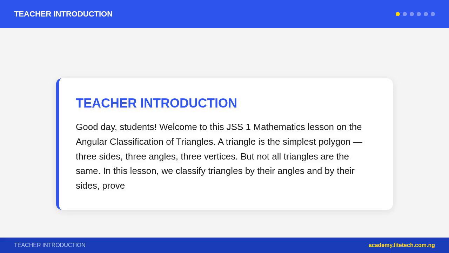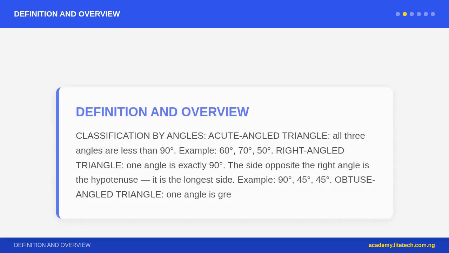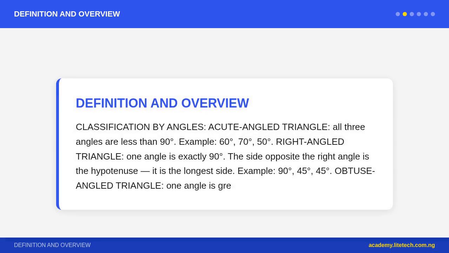Classification by sides. Equilateral triangle: all 3 sides equal. All 3 angles equal 60 degrees. A special case of isosceles. Isosceles triangle: 2 sides equal. The angles opposite the equal sides, the base angles, are also equal. Example: sides 5 cm, 5 cm, 7 cm. Scalene triangle: all 3 sides different. All 3 angles are also different.